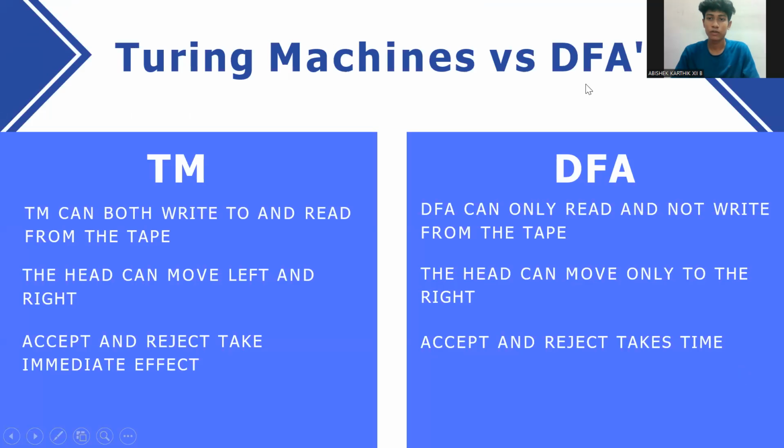So let's see the differences between Turing machines and DFAs, and why Turing machines are more powerful than DFAs. Turing machines can both write to and read from the tape, while DFAs can only read and not write to the tape. This alone is enough to tell us why Turing machines are more powerful. Also, the head in a DFA can only move to the right, so we can traverse the string from left to right only. But in Turing machines, at any instance we can move left, move right, or stay in the same place. And accept and reject take immediate effect in Turing machines, while in DFAs accept and reject take time.